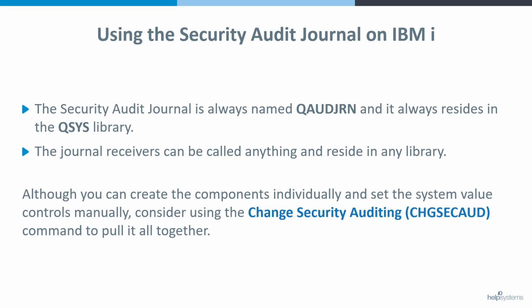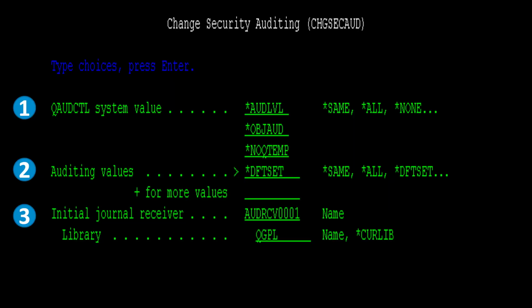It is absolutely possible to create the audit journal, the journal receivers, to put them in a library, and to set up the system values manually. But my recommendation is to use the proprietary command Change Security Auditing in order to pull all of those moving parts and pieces together. With the exception of creating the custom library, this means that the auditing function can be activated through nothing more than a single command. This is what it looks like. There are three primary parameters here that we're going to talk about: the audit control system value, the auditing values, and the name and location of that initial journal receiver. Let's walk through each of these step by step.